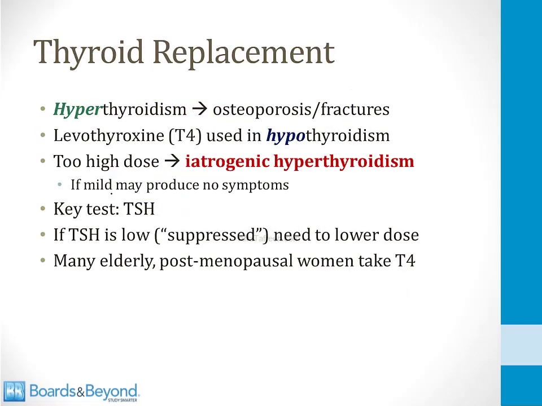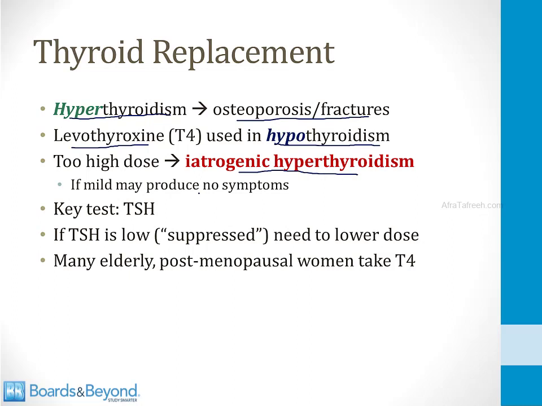Thyroid replacement therapy can potentially cause osteoporosis, and to understand this, you need to appreciate that hyperthyroidism leads to osteoporosis and fractures. And this is very easy to remember. You know that hyperthyroidism leads to increased metabolism in many tissue beds, and that includes the bones. So in the bones, there's more bone breakdown when a patient is hyperthyroid. Now, levothyroxine, which is synthetic T4, is used to treat hypothyroidism. And if you give a patient too high a dose, this will cause iatrogenic hyperthyroidism.